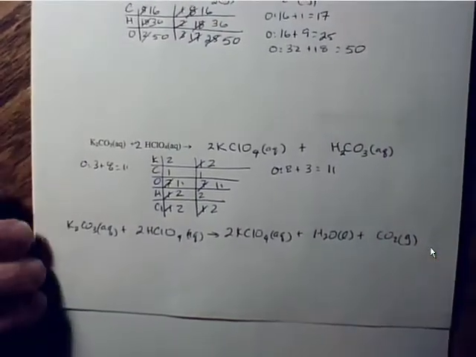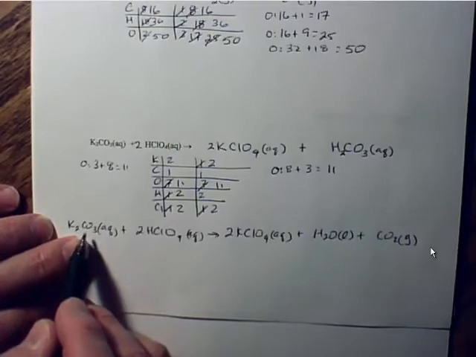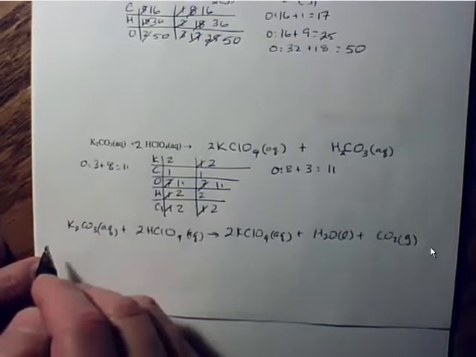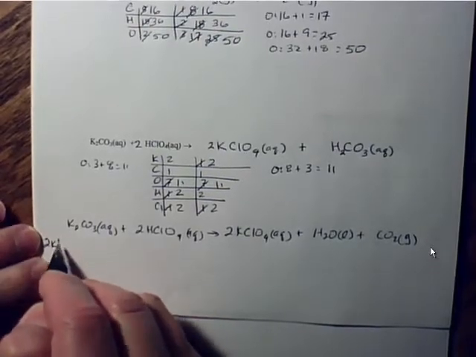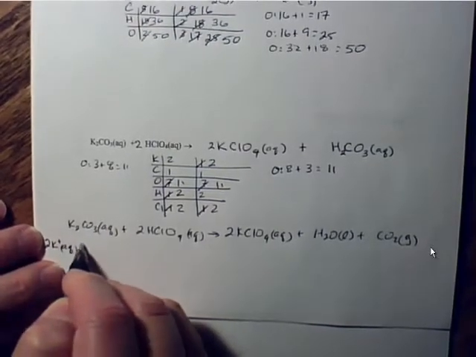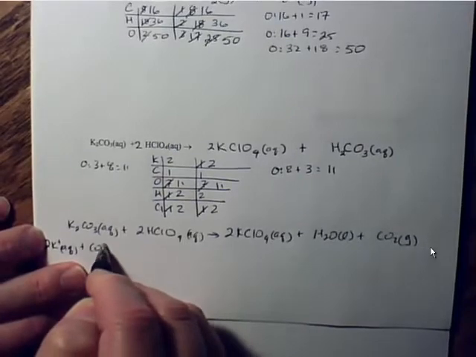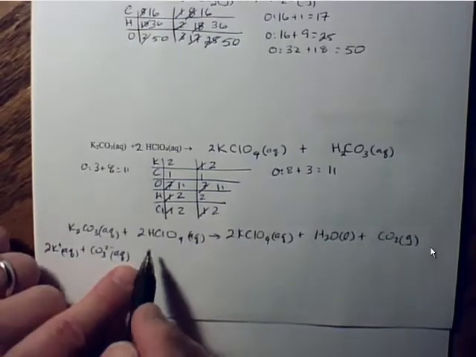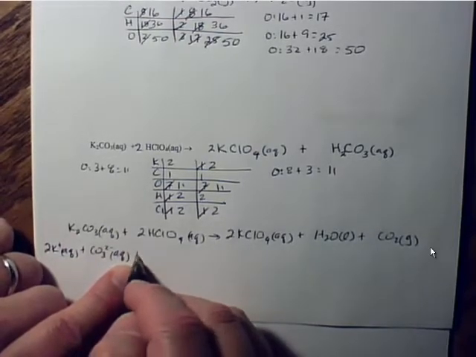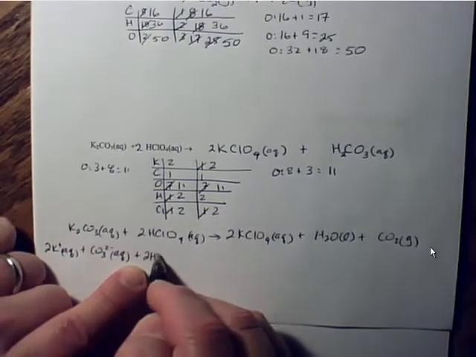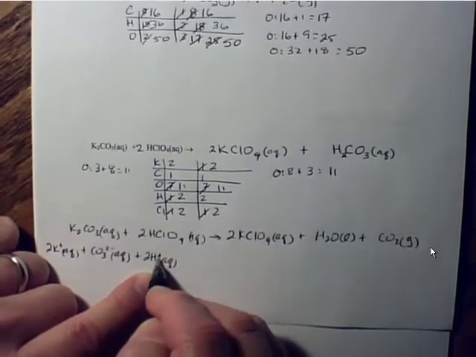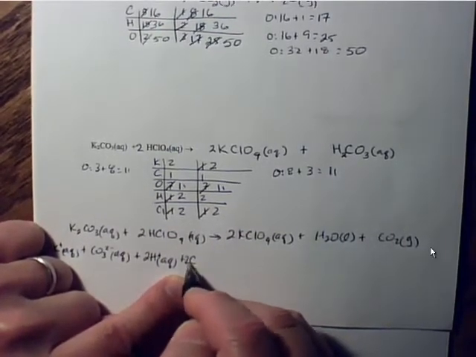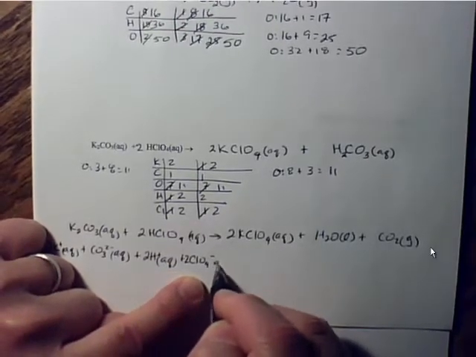Okay, now we can write the complete net ionic equations. This is an ionic compound. We know that because there's a polyatomic ion here, and it's aqueous, so it splits up. 2 potassium ions that are aqueous. 1 carbonate ion that's aqueous. If this is aqueous, both these ions are aqueous. This is an acid. It breaks up. 2 hydrogen ions, and it starts out aqueous. It's going to be aqueous in the complete ionic equation. And 2 chlorates.